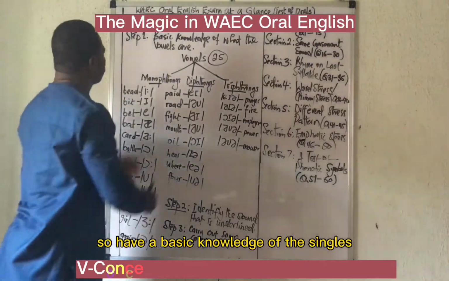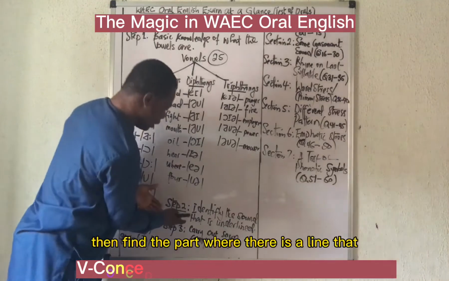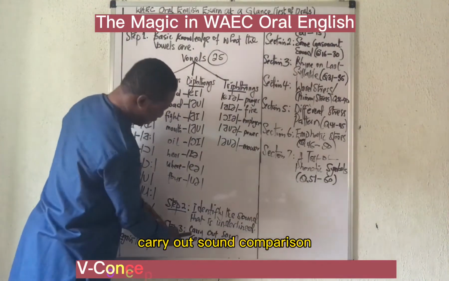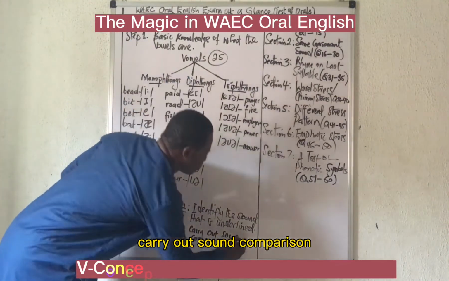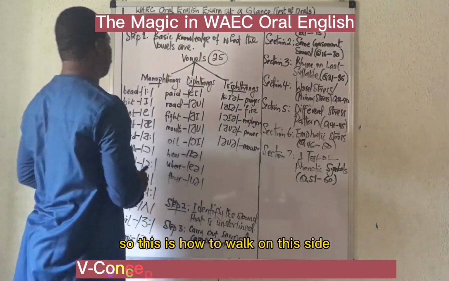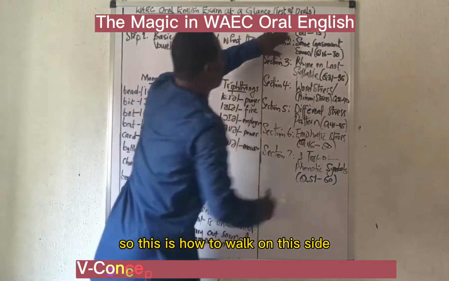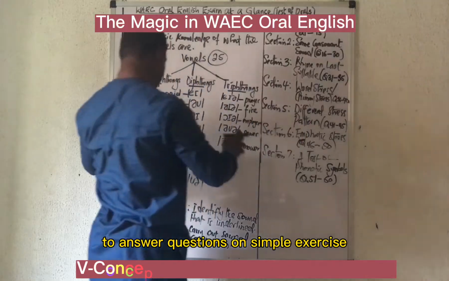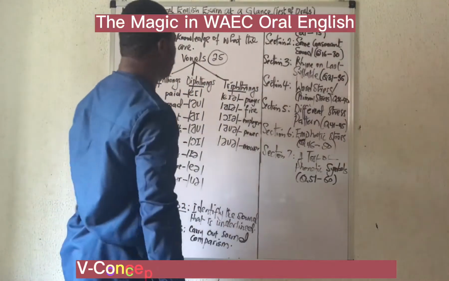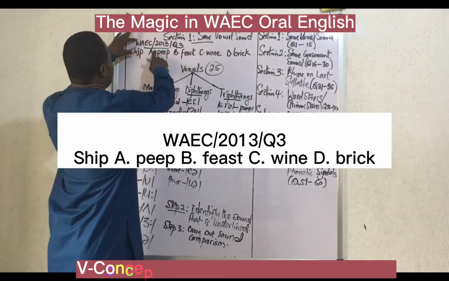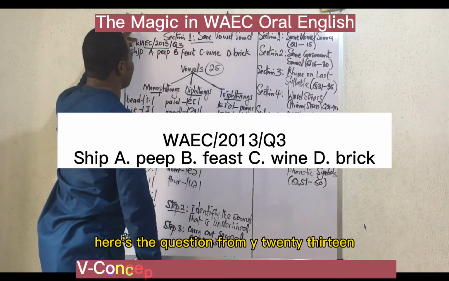So, have a basic knowledge of the symbols, identify the part of the word that is underlined, then carry out sound comparison. So, this is how to work on this and how to answer questions on same vowel sound. These are 3 things that you need. Now, let's move forward. Here's a question from WAEC 2013, question 3.